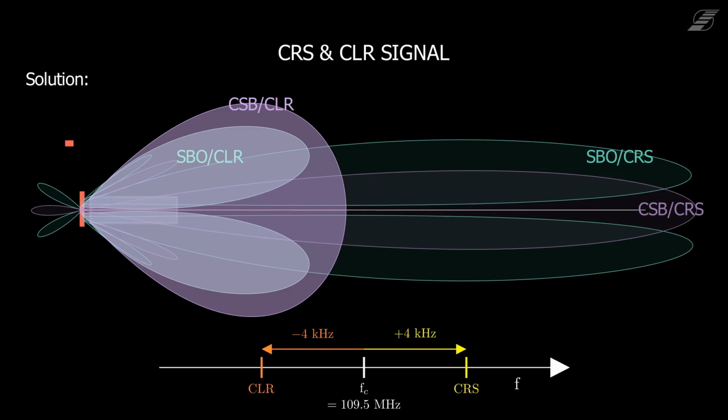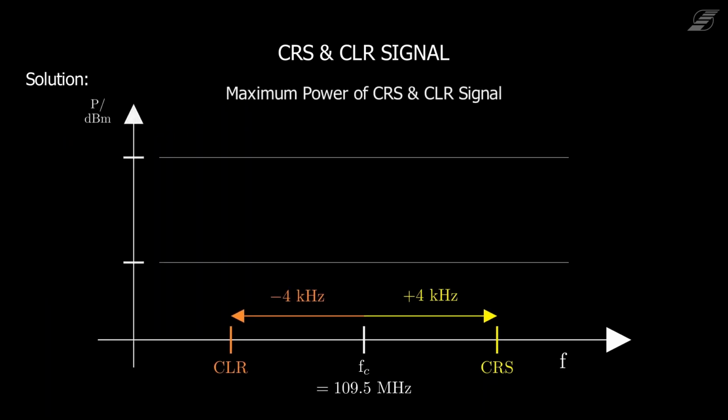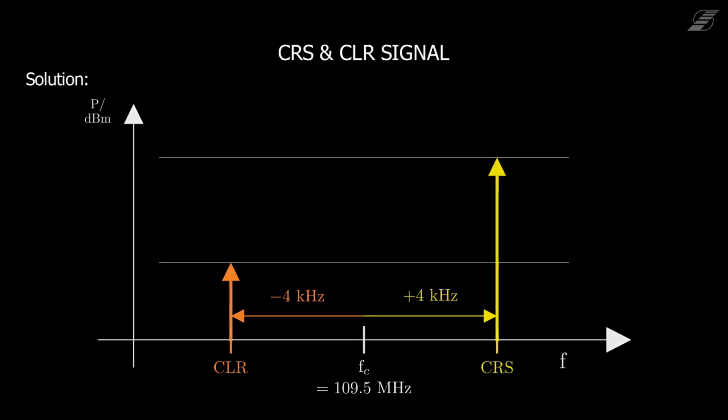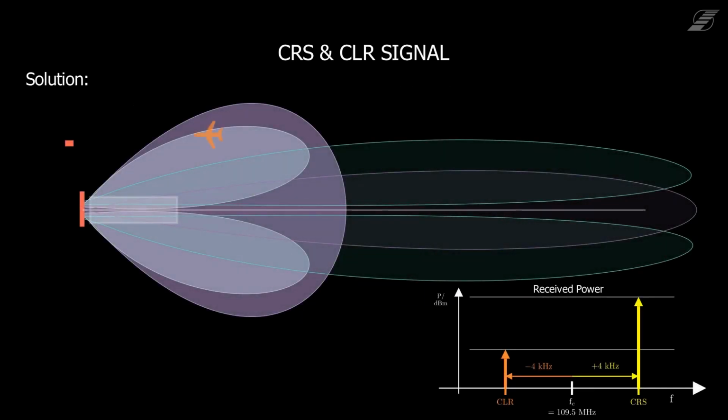In this example, the ILS channel frequency is 109.5 MHz. The course signal is 4 kHz above the channel frequency, while the clearance signal is 4 kHz below. If the airplane's position deviates from the center line, the received power from the signals reduces, while the course declines stronger than the clearance signal.